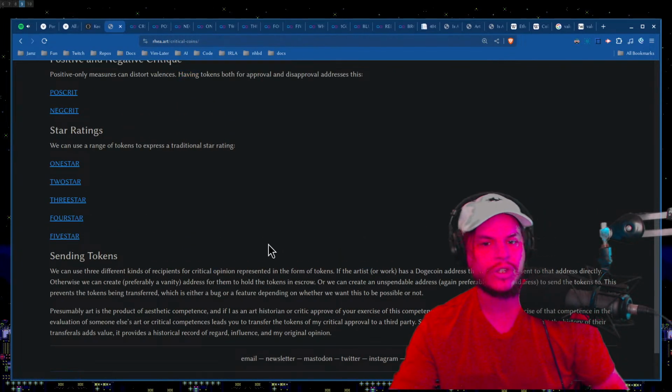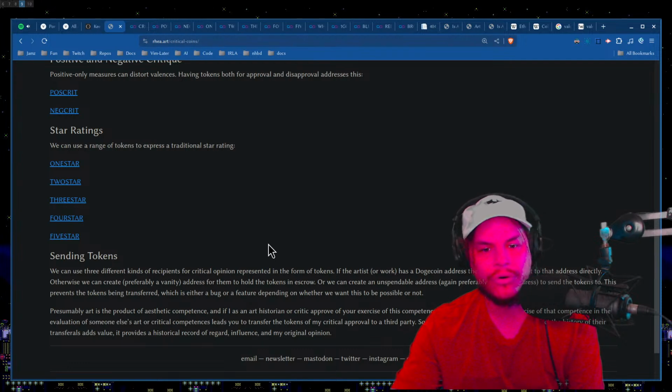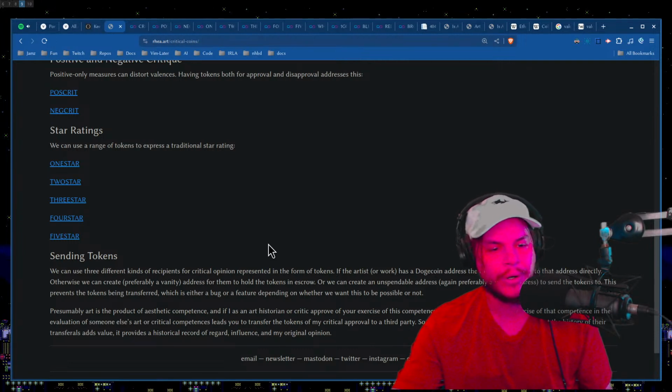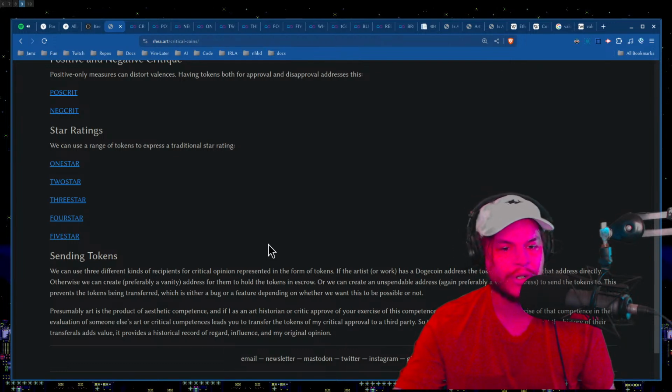We can use these 3 different kinds of recipients for critical opinion represented in the form of tokens. If the artist or work has a Dogecoin address, the tokens can be sent to that address directly. Otherwise, we can create preferably a vanity address for them to hold the tokens in escrow. Or we can create an unspendable address, again, preferably a vanity address to send the tokens to. This prevents the tokens being transferred, which is either a bug or a feature depending on whether we want this to be possible or not.